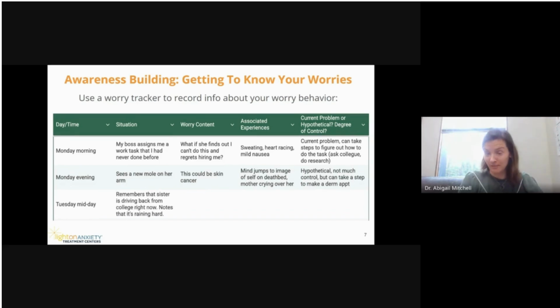I need to disengage from it. It's not serving me. Whereas if you're determining that actually I do have some degree of control over this, then you can take more of an active problem-solving approach. So I try to keep this in the first tracker, so they're beginning to get a sense of whether this worrying is helpful. So let's walk through one of these examples.